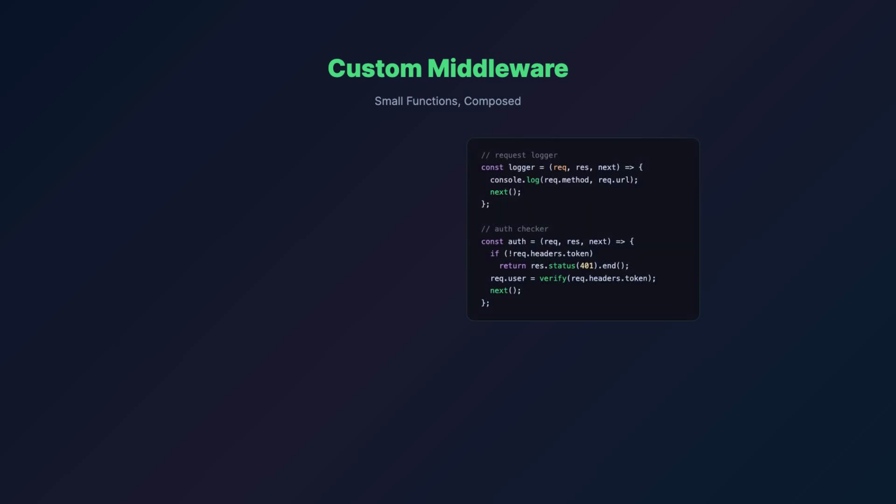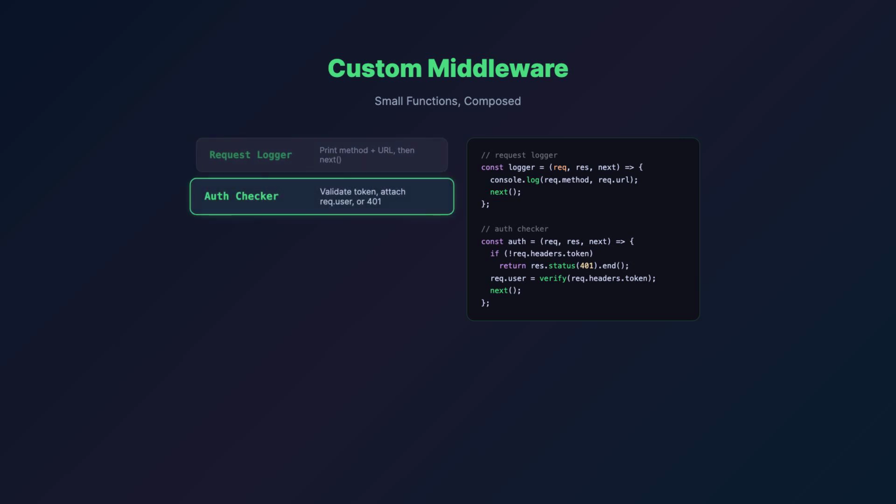Sometimes you need behavior specific to your app. That's when you write custom middleware. It's just a function with req, res, next. A request logger is the classic example. A function that prints the method and URL, then calls next. const logger equals req, res, next, console.log req.method and req.url, then next. Register it with app.use logger, and every request is logged.